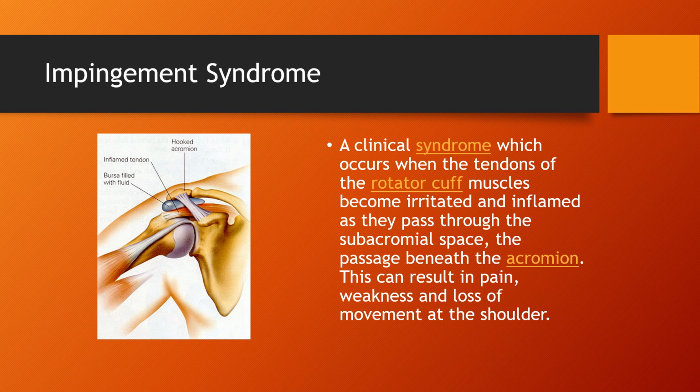Impingement syndrome, this is from overuse. It's a clinical syndrome which occurs when the tendons of the rotator cuff muscles become irritated and inflamed, and this can result in pain, weakness, and loss of movement at the shoulder.